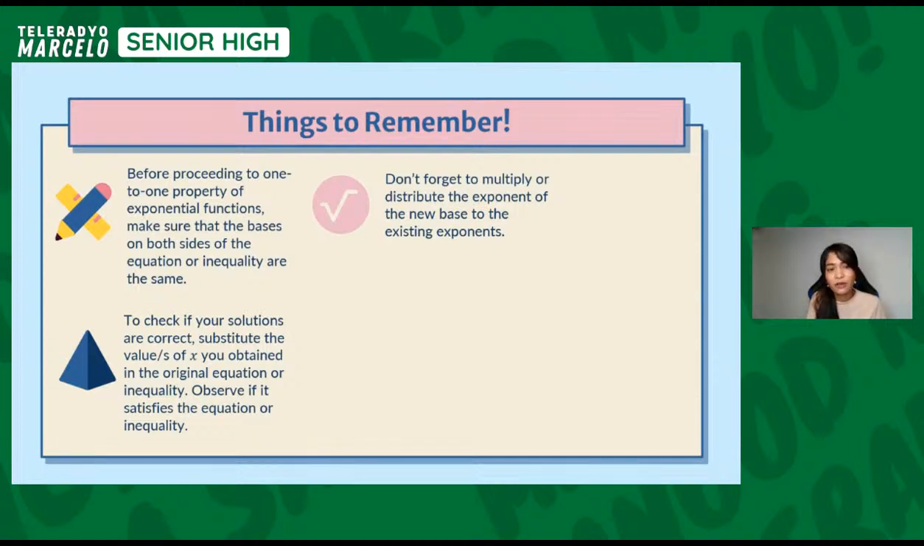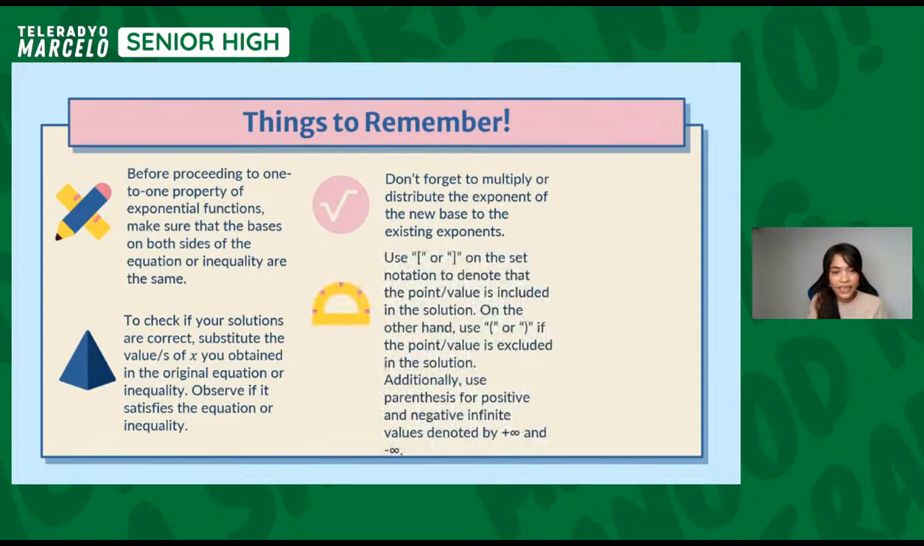So how do we check if our solutions are correct? That is simply by evaluating the original equation using the values of x that we have obtained. And lastly, in representing the solution for exponential inequalities, we use the braces when the point value is included in the solution, and we use parentheses if not. We also use parentheses to denote values that are approaching positive and negative infinities.